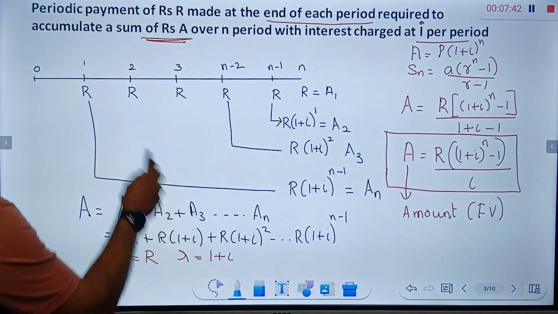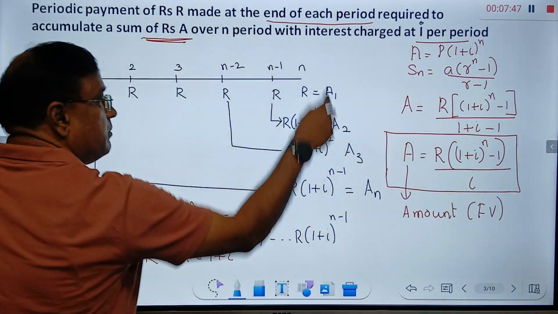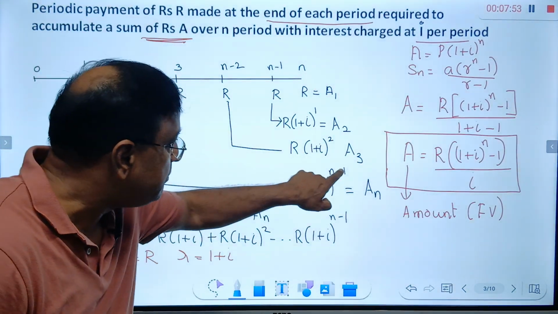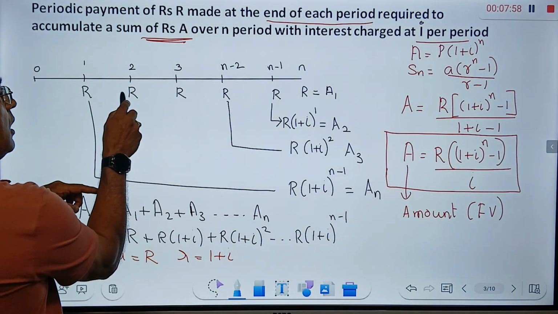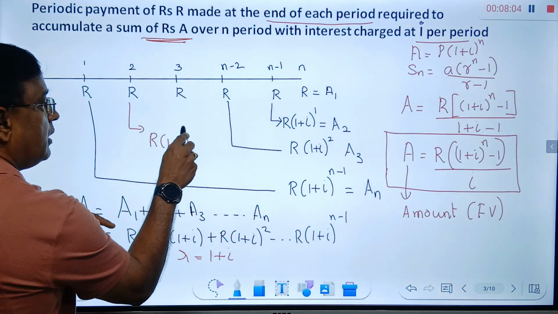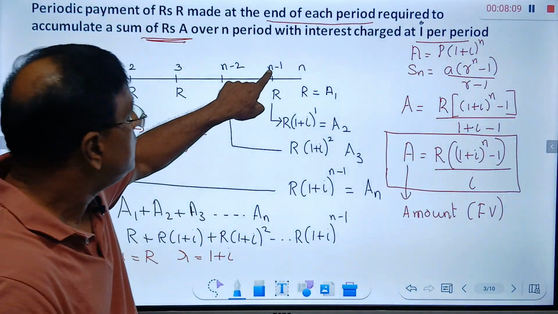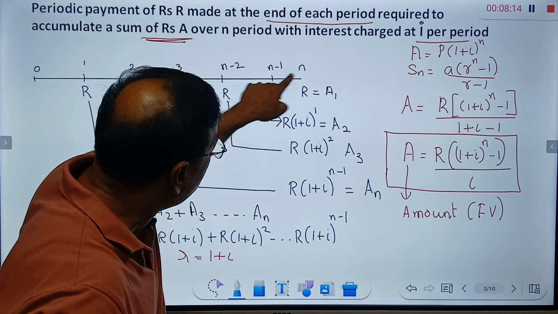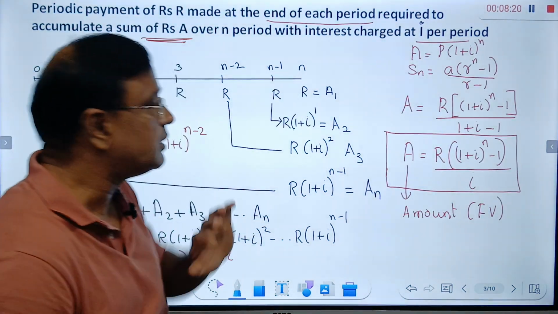So what is the amount you get? R into (1 plus i) power n minus 1. See, 1, 2, 3 up to n minus 1 terms. This is your principal, and R is there for n minus 1 terms. Now, what about this R2? If I want to calculate it, it will be R into (1 plus i) power n minus 2. If you keep repeating that process, at n minus 1 the money is going to be there for only 1 year, so it is subject to interest for only 1 year. So R into (1 plus i) power 1. And finally, it is R.